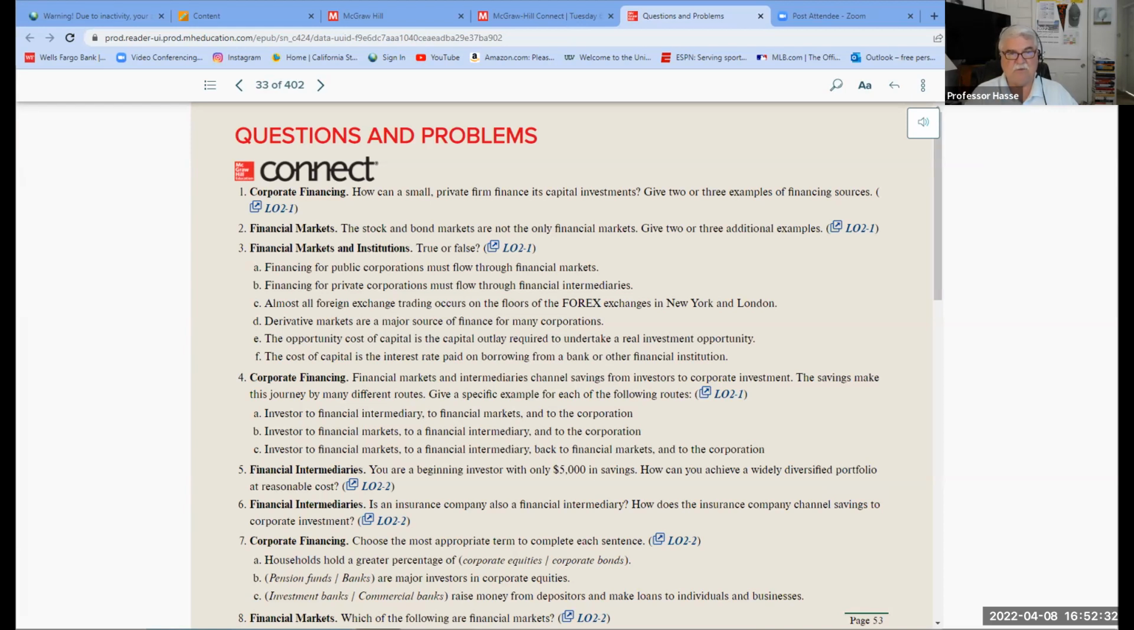So let's look at the first question. Corporate financing. How can a small private firm finance its capital investments? Give 2 or 3 examples of financing resources. Well, I think a good way of explaining how a small private firm finances its capital investment is how in the late 1970s and early 1980s, Apple Computer started. Apple Computer now today is one of the largest corporations in the world. Matter of fact, I think as of today, it's the largest corporation in the world as far as market value.